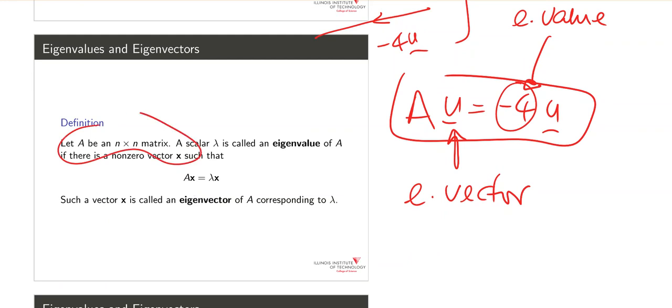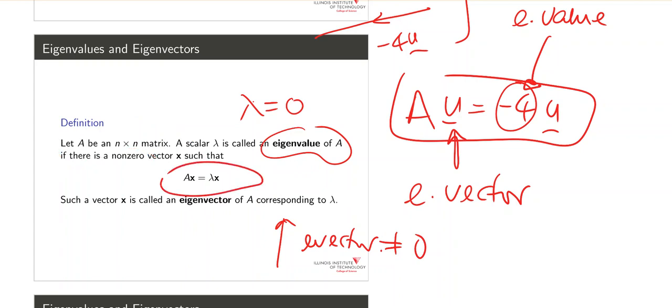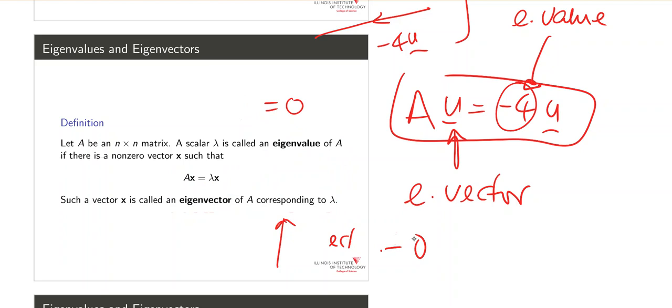The definition of eigenvectors and eigenvalues is very straightforward. If you have an n by n matrix, lambda is called an eigenvalue of A if you have Ax equal to lambda x, where x has to be a non-zero vector. Lambda can be zero, but the vector, which we call the eigenvector, can never be zero. So if you can find a non-zero vector such that Ax equals lambda x, lambda is known as the eigenvalue of the matrix A, and the vector x is said to be the eigenvector of that matrix A corresponding to that eigenvalue lambda. That's the definition and terminology.